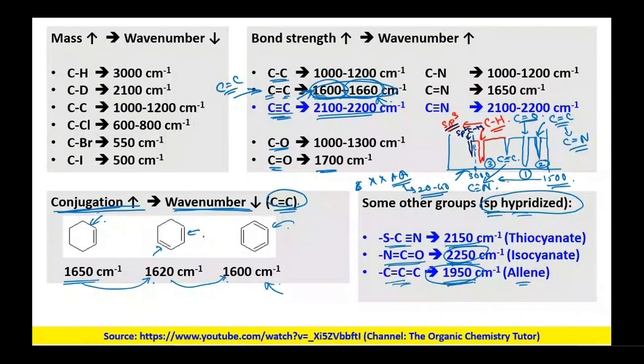You will be getting a peak something like this, which will be stronger than the previous one. Sorry, the intensity will be similar to this one. So this peak is for the sp hybridized CH stretching.